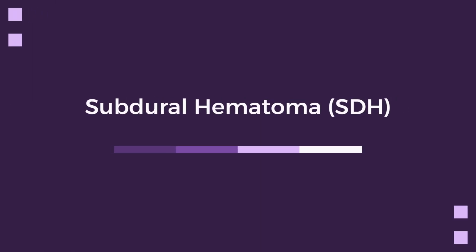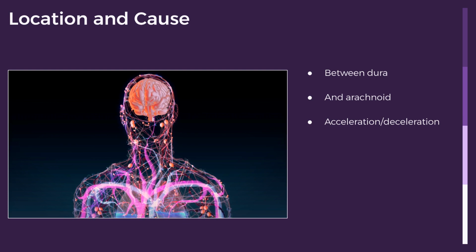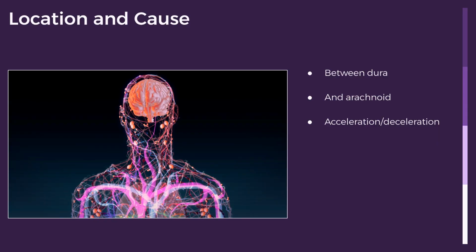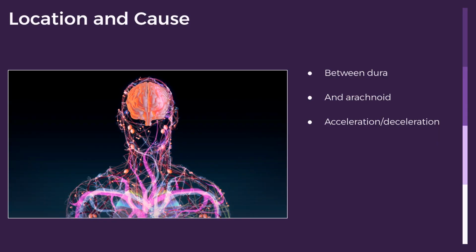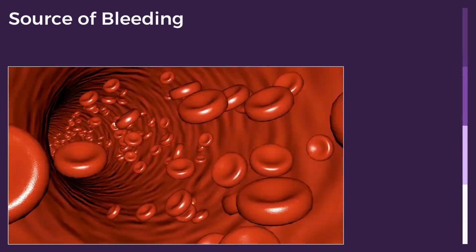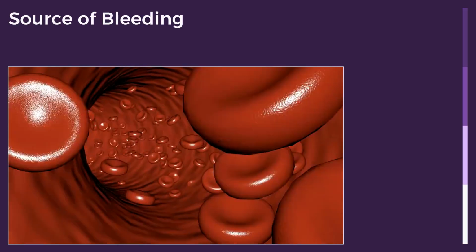Next, let's examine the subdural hematoma, which has a different presentation and bleeding source. A subdural hematoma is a collection of blood between the dura mater and the arachnoid mater. It's often caused by sudden acceleration or deceleration injuries, like falls or accidents. The source of bleeding for an SDH is typically the bridging veins, which are torn by the movement of the brain. As this is a venous bleed, the blood accumulation is often slower.